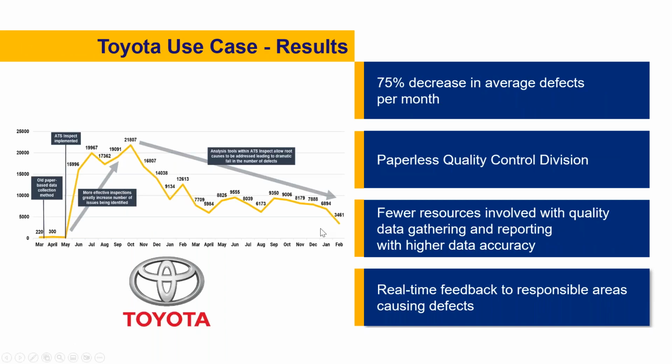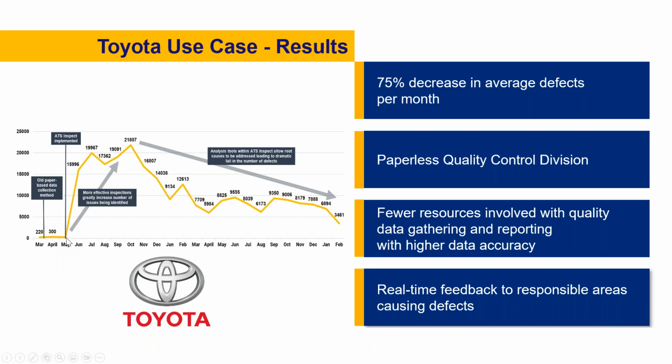And since we got actual data from them, we can share that. We've got a couple of months of data before they started using Inspect. Here they were doing the inspections paper-based, and they were only able to capture 200-300 defects a month, just because on paper it takes too much time to capture all of the defects.